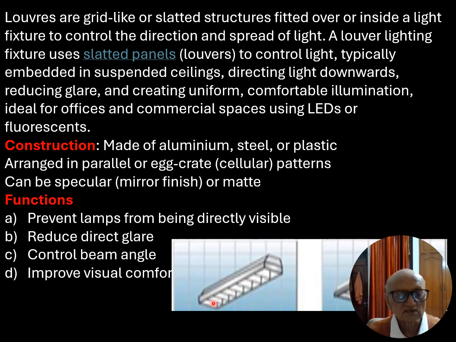This is a suspended ceiling type of fitting. How it works, we'll see. Typically embedded in the suspended ceiling, directing light downwards, reducing glare. The purpose for all luminaire types of sets is to reduce the glare and create uniform, comfortable illumination, ideal for offices and commercial spaces using LED or fluorescents.